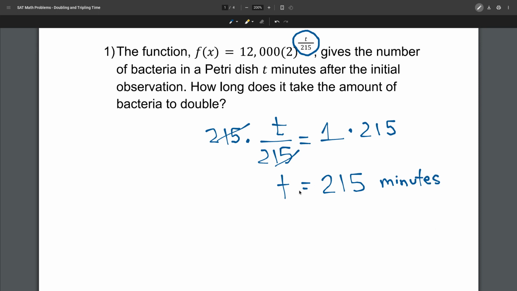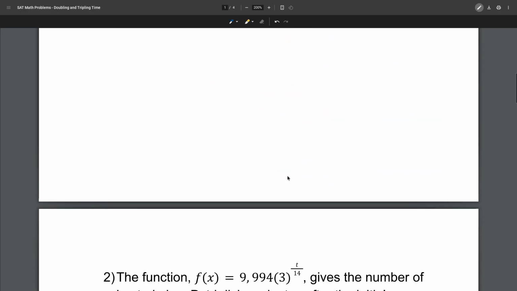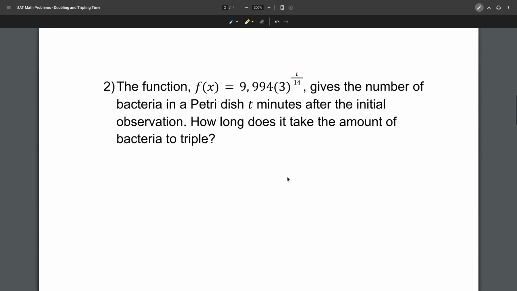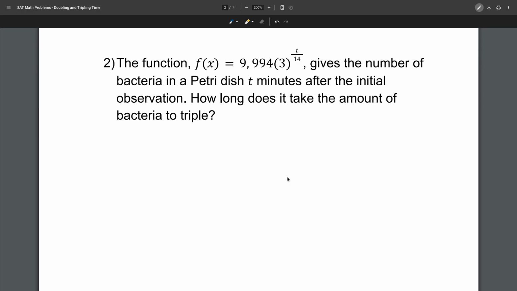Okay, so that's the first one. Let's take a look at the second one here. And as we go through these, you might want to try and pause the video, try the problem yourself, and then see if it matches what I'm doing.